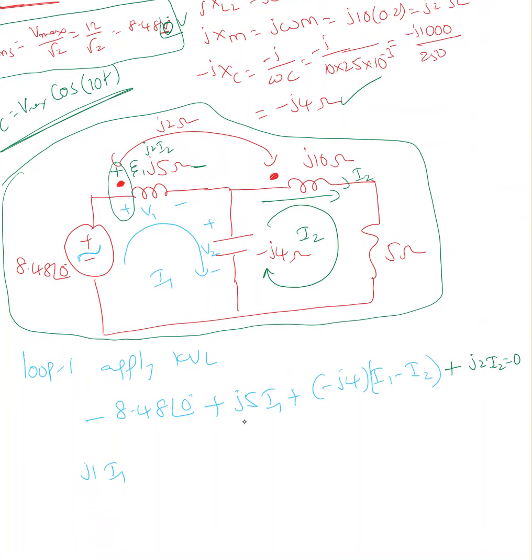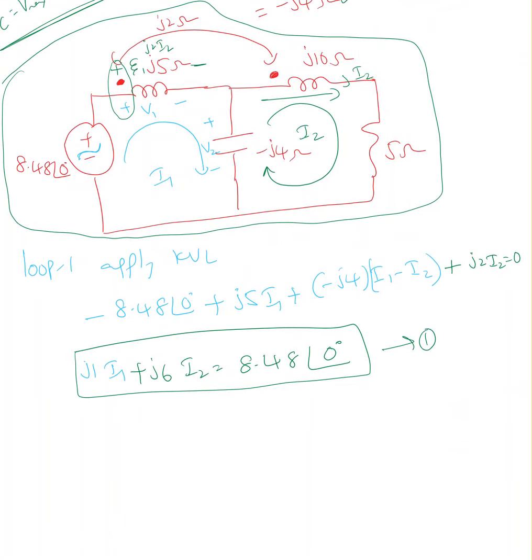So when I simplify this, j5 minus j4, which is j1, minus j4 times minus I2, plus j2 I2, so plus j6 I2 equal to 8.48 at an angle of 0. This is my equation 1.